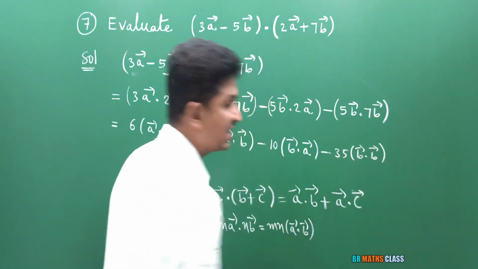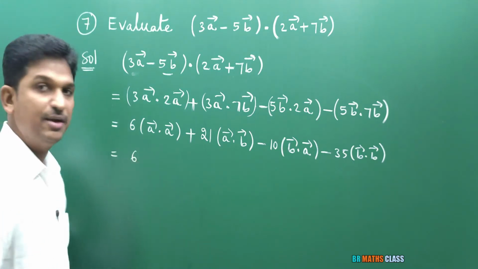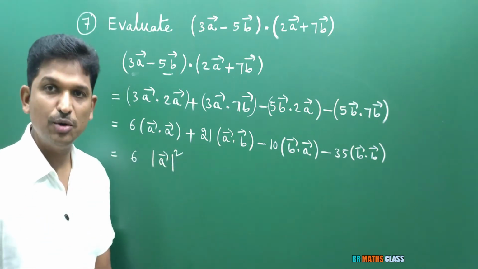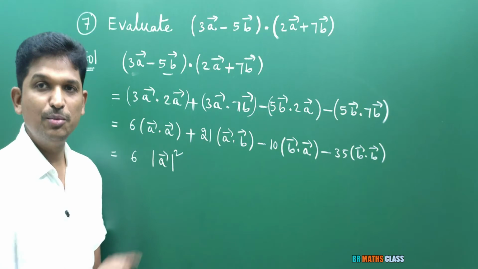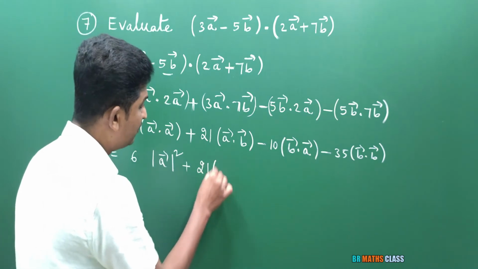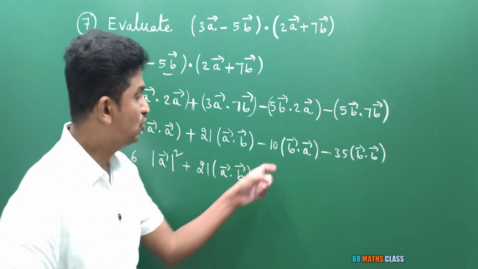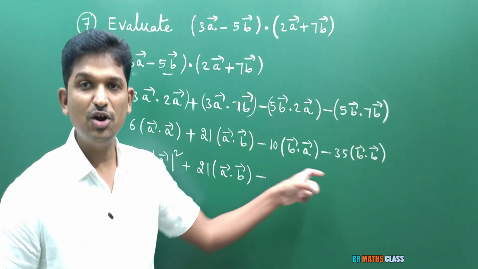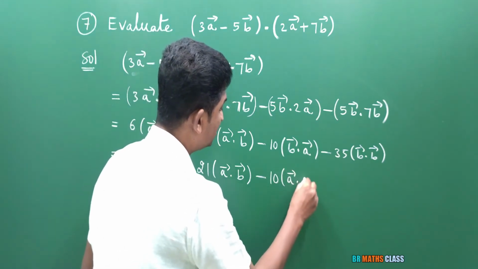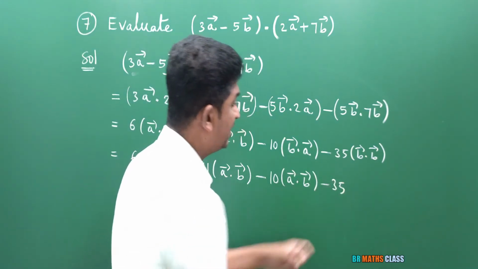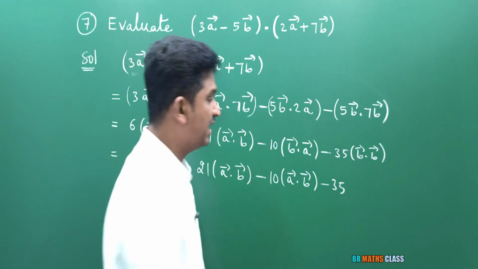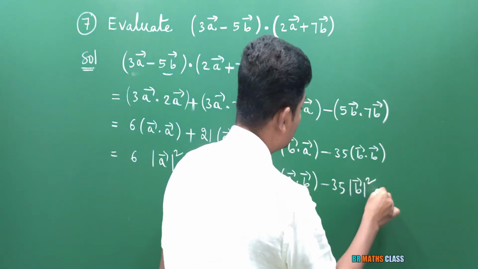I hope you are understanding. This is equal to 6 times A bar dot A bar, and the formula is magnitude of A bar whole square. You learned 15 formulas, right? In those 15 formulas, this formula is there: A bar dot A bar is magnitude of A bar whole square. Plus 21 times A bar dot B bar minus, you observe here, we know the formula B bar dot A bar can be written as A bar dot B bar. So this is 10 times A bar dot B bar, minus 35 times B bar dot B bar, and the formula is B bar dot B bar is modulus of B bar whole square. So this is magnitude of B bar whole square.